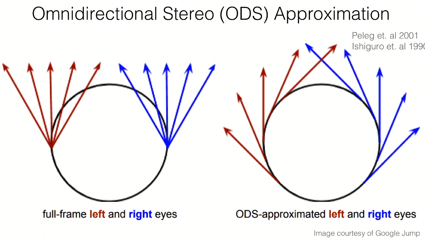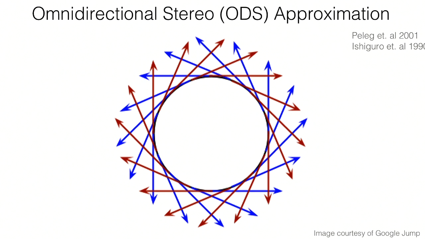But it turns out that the distortions that we end up perceiving in this ODS format are manageable and not extremely noticeable. There are some distortions, but it's a pretty good approximation, and it cuts down on the number of rays that we have to capture and store in our stereo panoramas. And this omnidirectional stereo format was introduced by Ishiguro et al. in 1990, and then later by Peleg et al. in 2001.